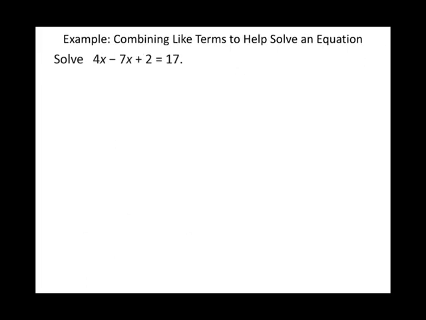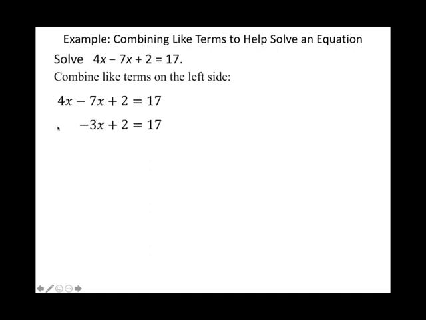Okay, one more. Combining like terms to help solve an equation. So you could see this is my linear equation. The like terms will be the 4x and 7x. And these two constants, 2 and 17, are also like terms. So first step, I want to combine the like terms on the left-hand side here. So 4x minus 7x, that will be negative 3x plus 2.